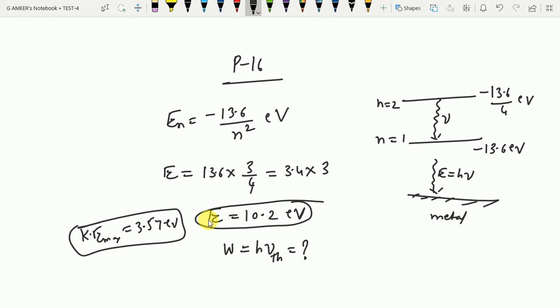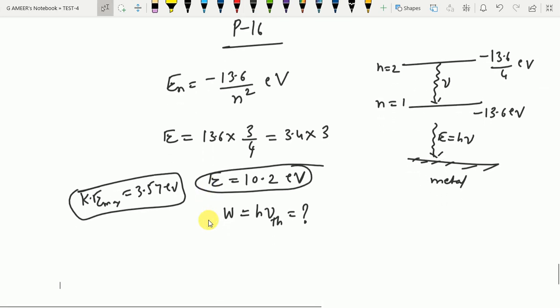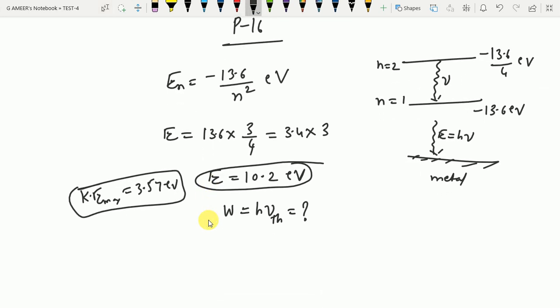So using the Einstein equation, E is equal to the work function, that is h into nu threshold, plus the maximum kinetic energy, 3.57. With this, I will get h into nu threshold will be 10.2 minus 3.57. So I will get 6.63 electron volts.